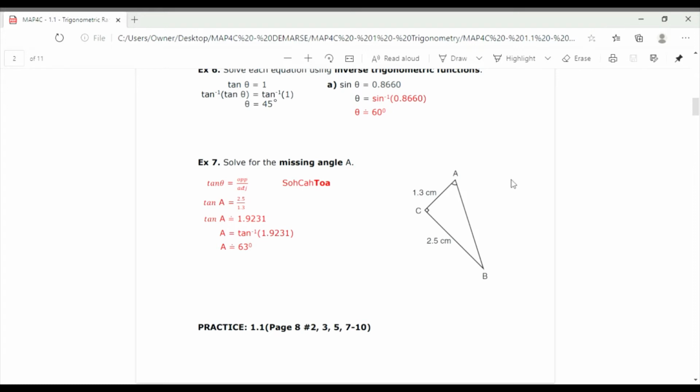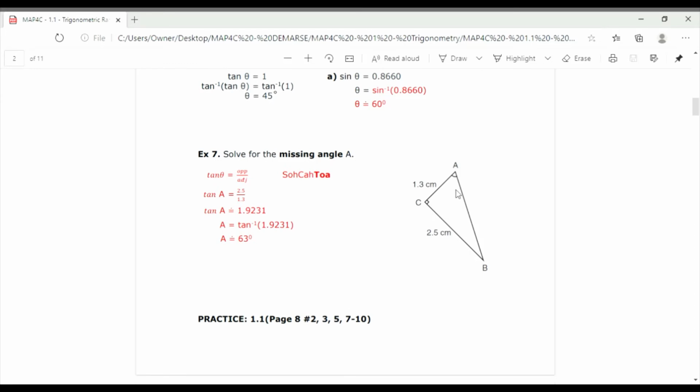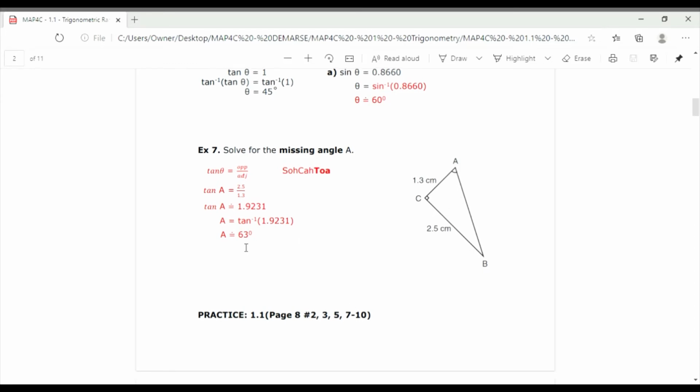And you can always look at the diagram after and think, is 63 degrees an appropriate measure of that angle A? Yeah, it's a reasonable estimation. It's not going to be exact in the diagram in the drawing, but it's not an unrealistic final value.